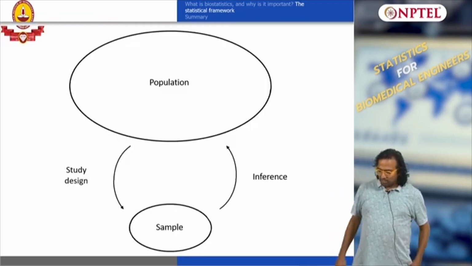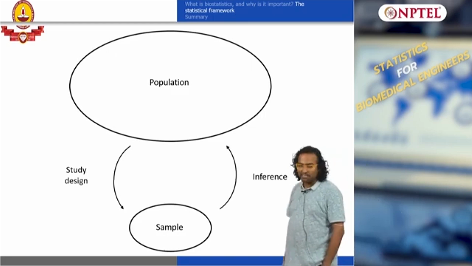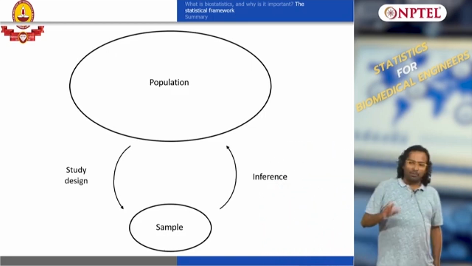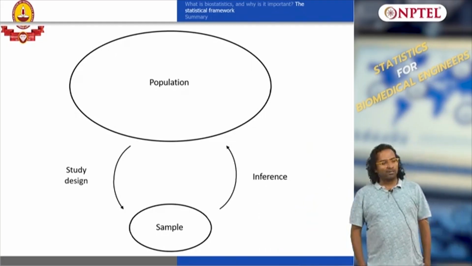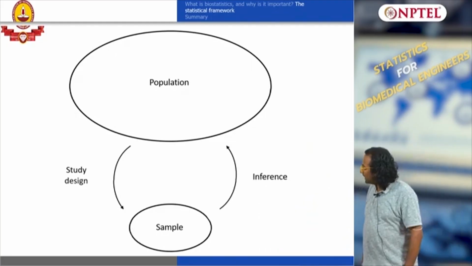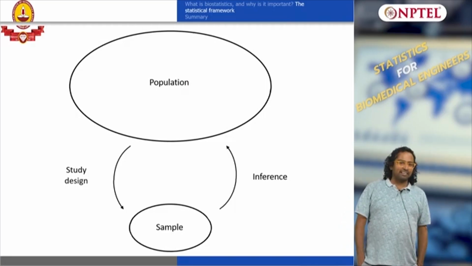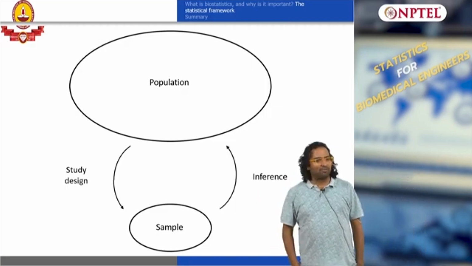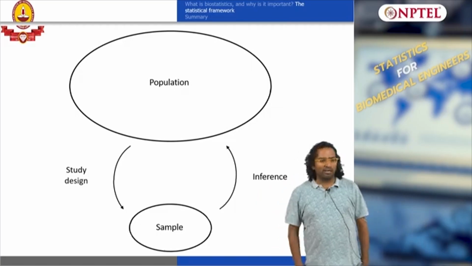Some of the terms which we also discussed in the last class, if you remember, are a population, a sample, and then a study design and an inference. So, can somebody tell me the meaning of those terms? Let us start with the bigger one. What is a population?